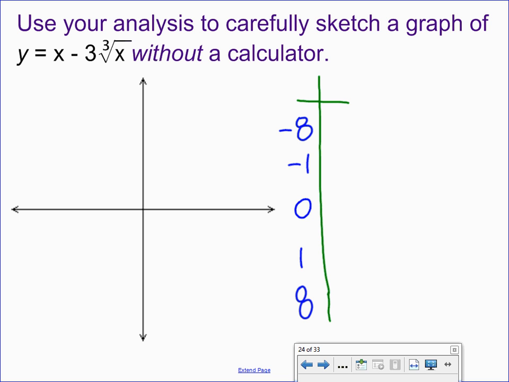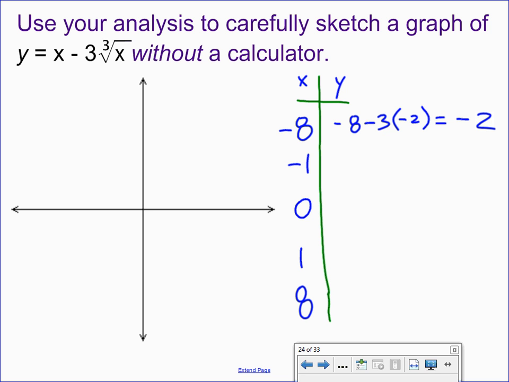Ready? -8 into my original function. Everybody see an x? Evaluate it. I get -8 minus 3 times, what's the cube root of -8? -2. Is that right? So I get -8 plus 6 is -2. Are you guys getting a -2? Hey, that wasn't so bad. The beginning was kind of touch and go, but I think we worked it out at the end. I got a nice integer response, so that's good.